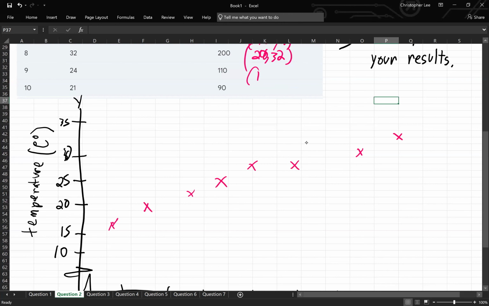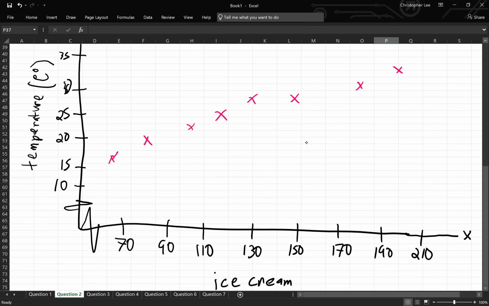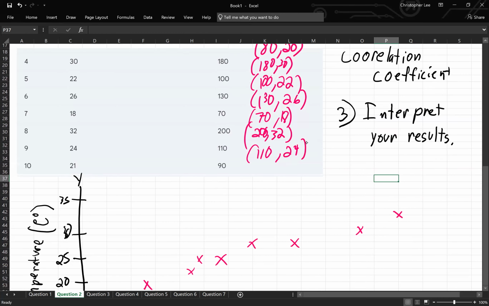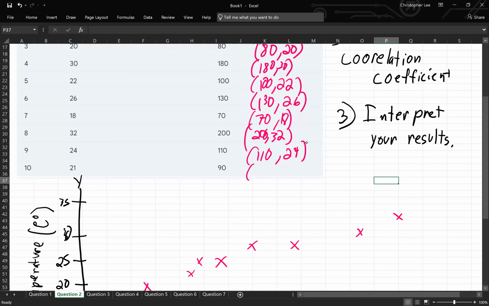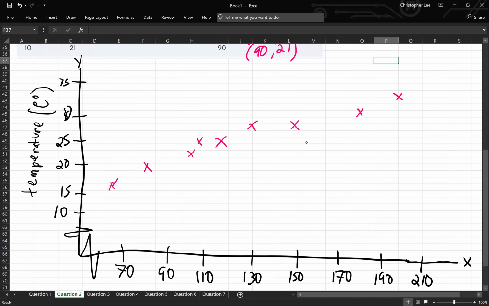Next, I got 110, 24. Let me see, 110, 24-ish. Oh, somewhere right there. And then I have 90, 21. Come across to 90, 21-ish, something like that.